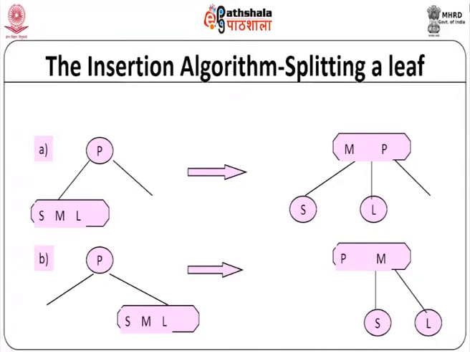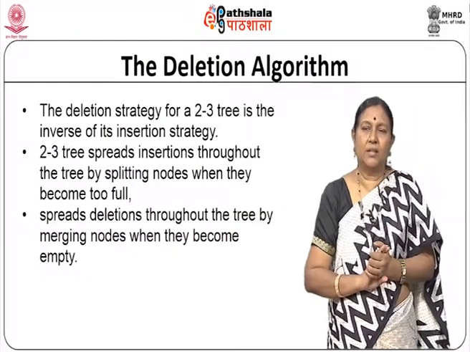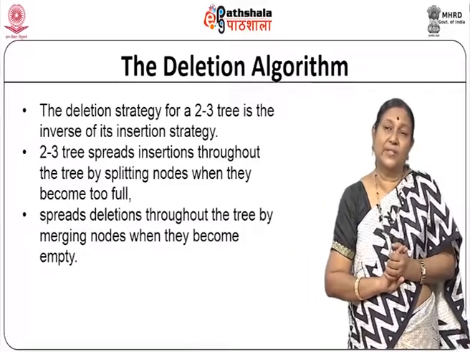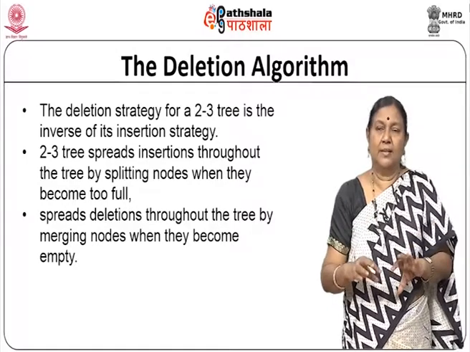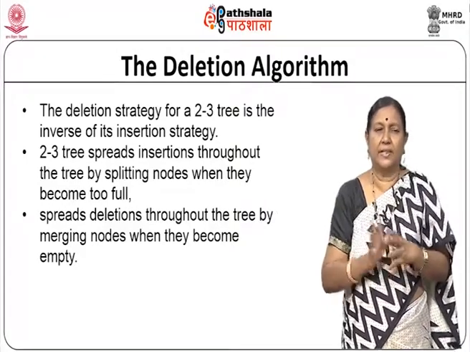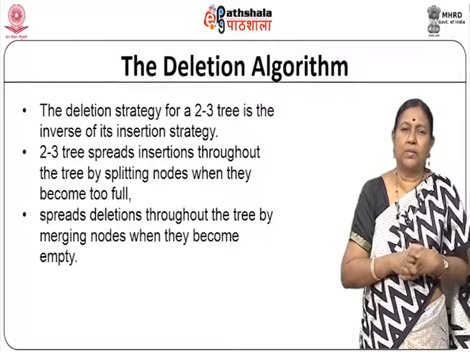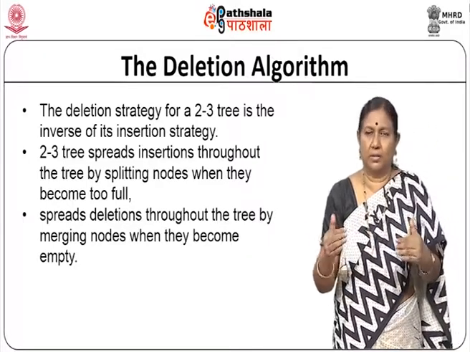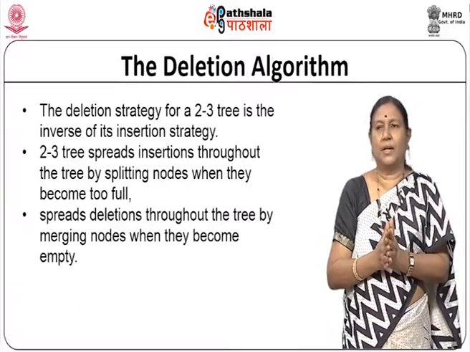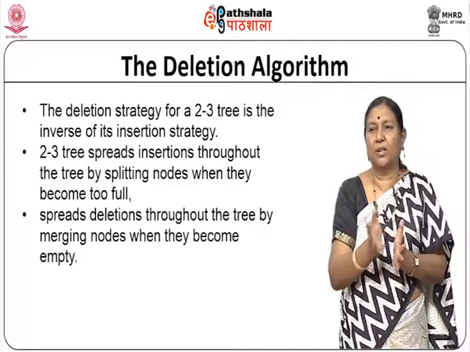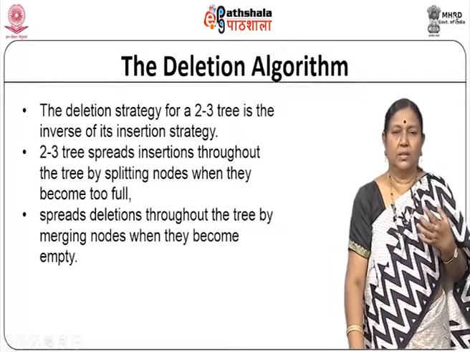Now, if it is more than this, that is if you get a split and the parent has only 2 values, we saw from the example what had to be done. The deletion algorithm strategy for a 2-3 tree is the inverse of the insertion strategy. In insertion we had to do a splitting, in deletion we will have to do a merging. So, 2-3 trees spread insertion throughout the tree by splitting nodes when they become too full. They spread deletion throughout the tree by merging nodes when they become too empty. So, that is the opposite of insertion. We will see how this is done.